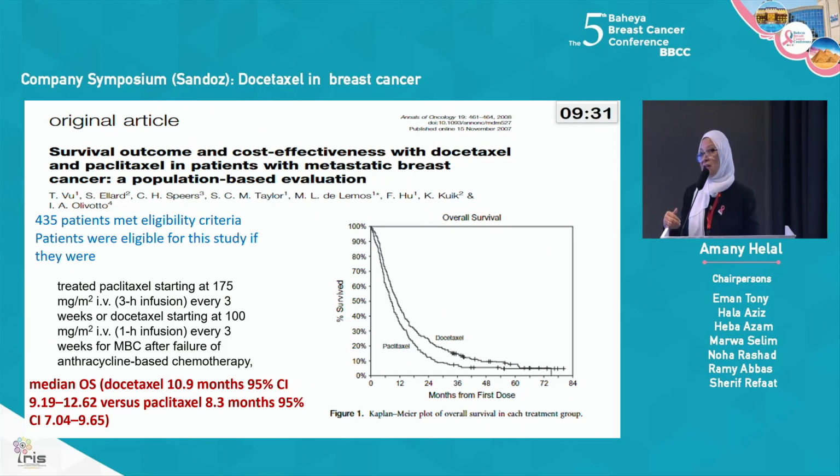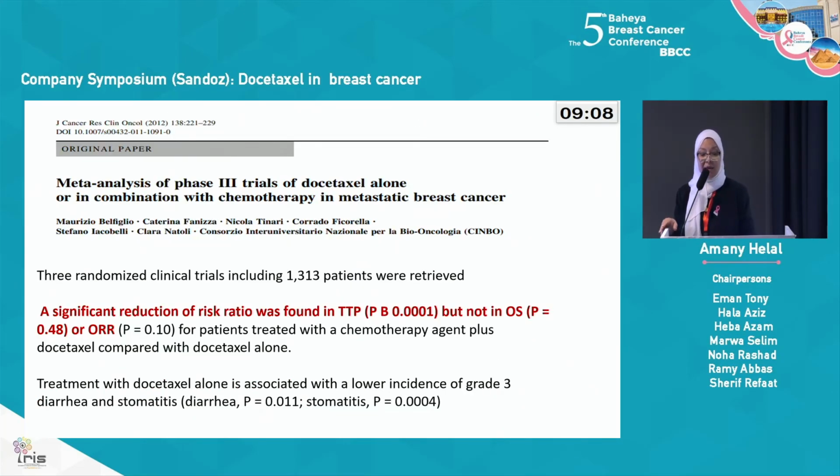If the patients failed anthracycline, we can pass to the second step with taxane. Median overall survival of docetaxel was 10.9 months versus 8.3 months for the paclitaxel. The toxicity of paclitaxel, of course, was lower than that reported for the docetaxel, without a major impact on the mortality.